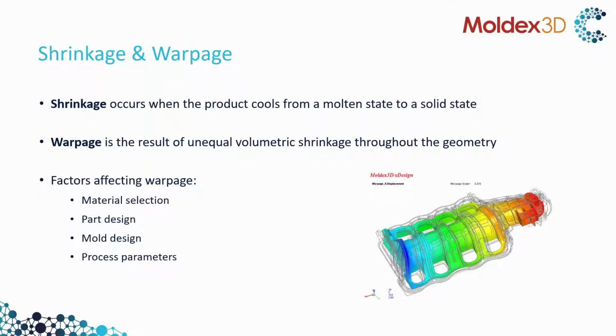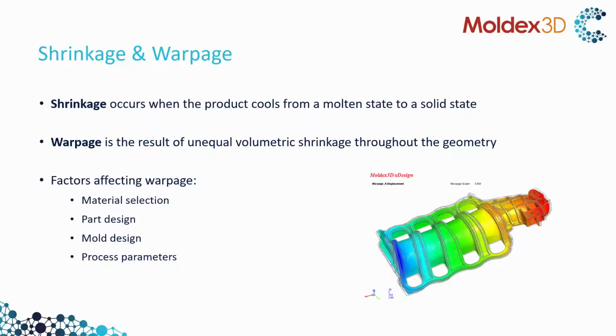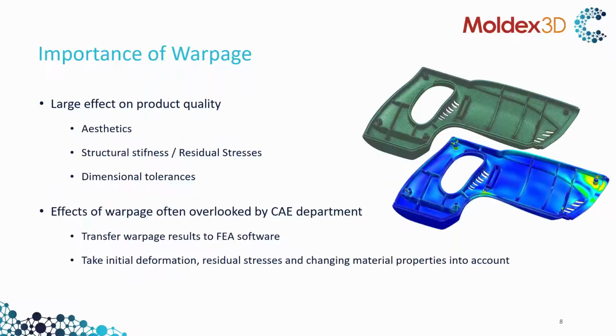Now there are multiple factors that are influencing the warpage behavior. For instance, the material selection, the part design, the mold design with the layout of the cooling channels, and of course the process parameters. Now warpage is in fact a very important phenomenon to predict and to improve, because it has a major impact on the quality of the product itself.